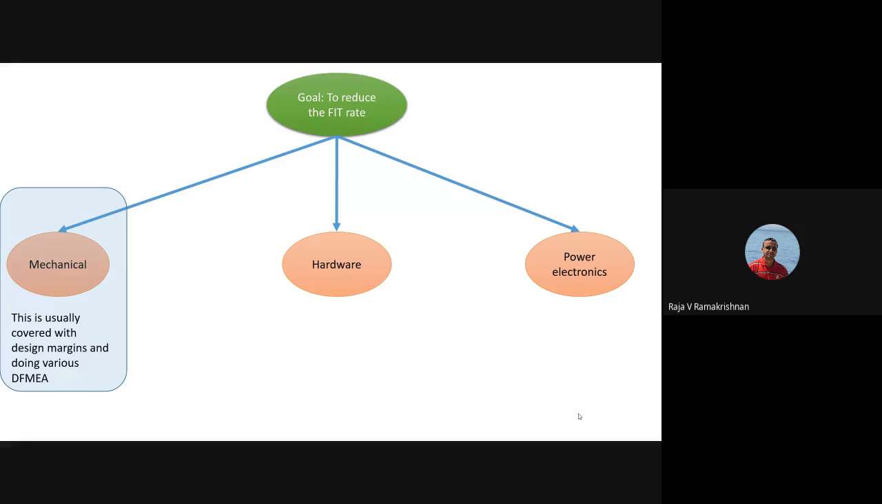That's how the FIT rates of usual mechanical systems in reality are much lower compared to power electronics or software or hardware failures. So mechanically, the way we look at it to bring down the FIT rate is by having a larger design margin and making sure we test the system throughout extreme conditions and stuff like that, and making sure that mechanically it doesn't fail.